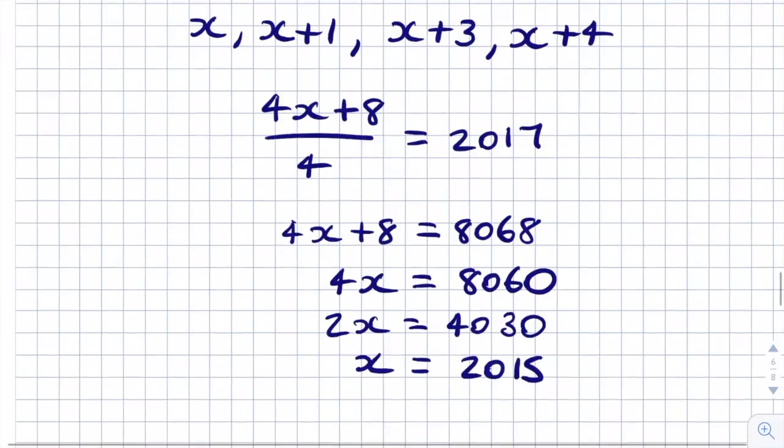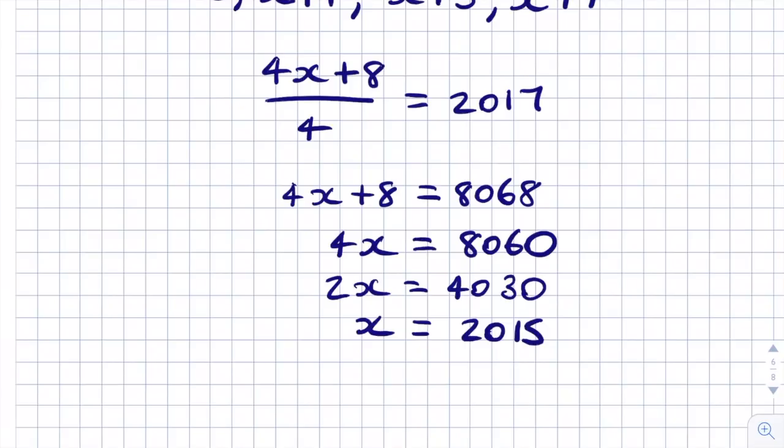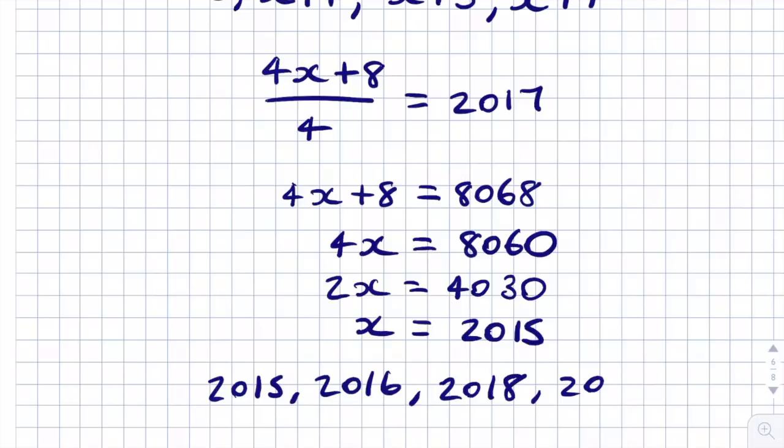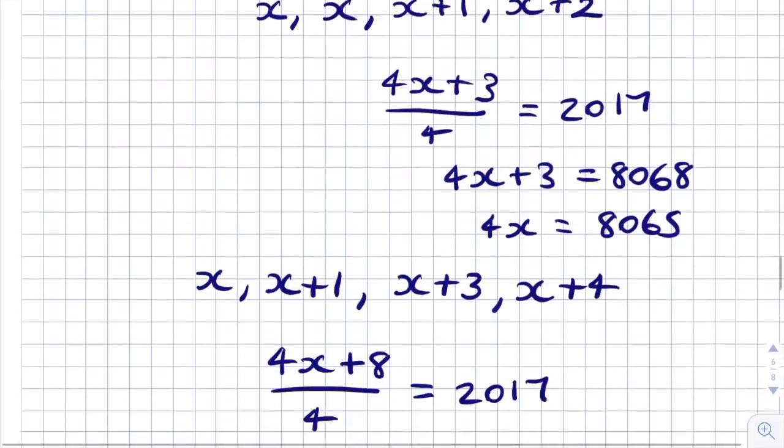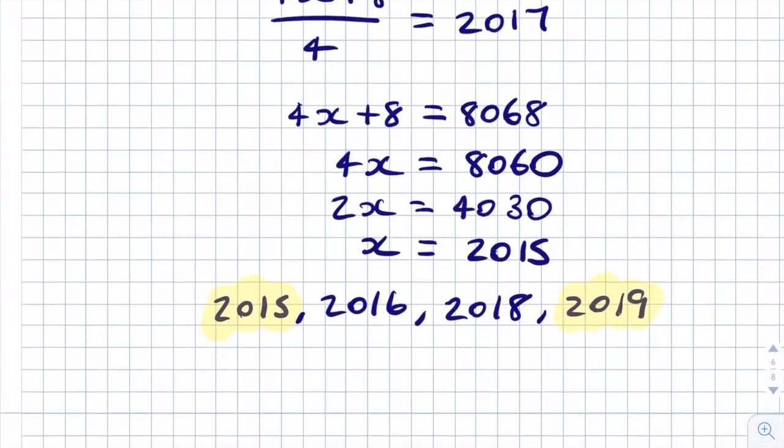So all my numbers are going to be x, which is 2015, x plus 1, which is 2016, x plus 3, which is 2018, and x plus 4, which is 2019. If I add those numbers together and divide by 4, I get 2017. So my smallest range is taking 2019 and subtracting 2015, which is 4. And we've got an answer of 4, which is C. So therefore, my answer must be C.